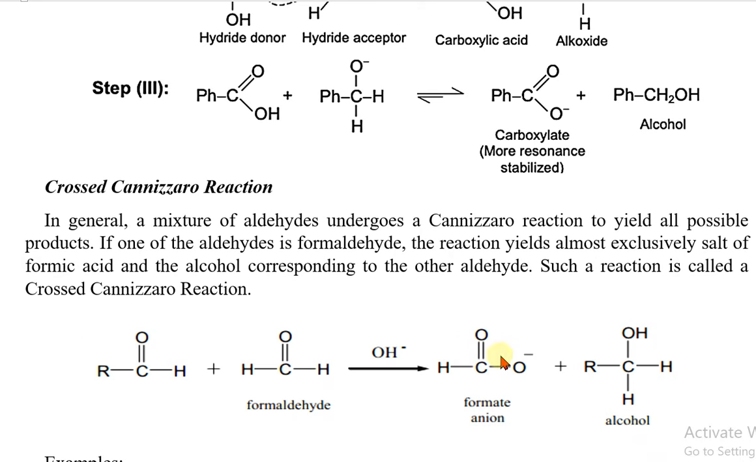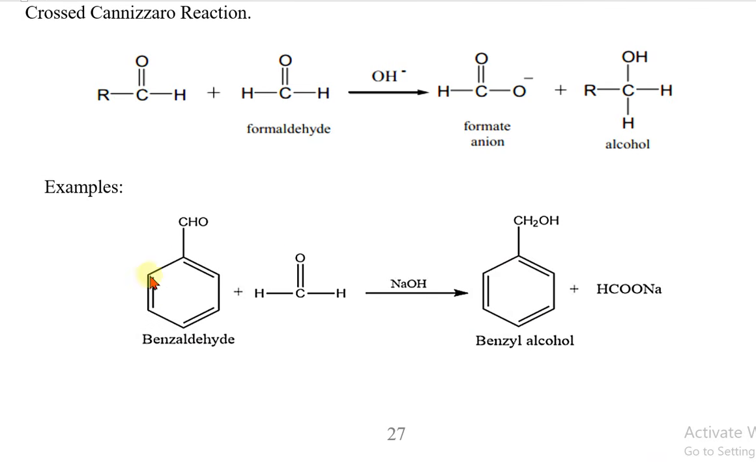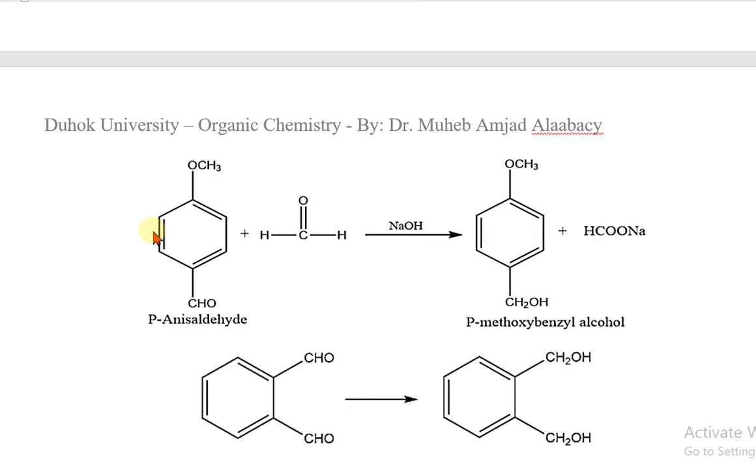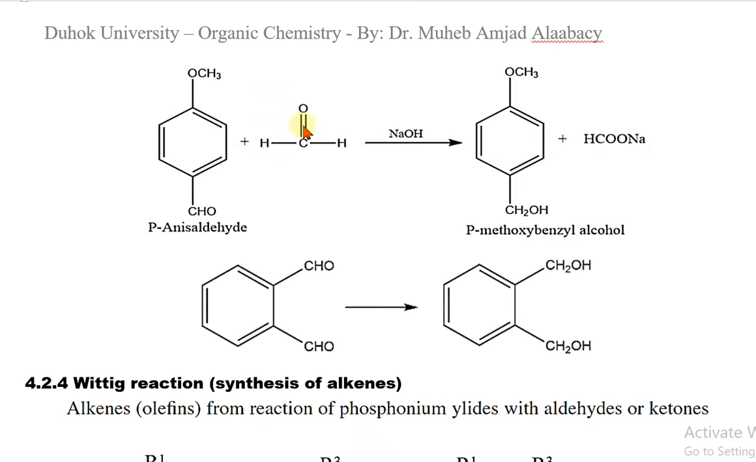This is the formic acid, and the second molecule will be alcohol. Look at this molecule, benzaldehyde, and the formaldehyde. Here, this will be converted to the carboxylic acid, and this will be converted to the alcohol. This is an important note, you have to be careful about it. This will be carboxylic acid, and this will be alcohol. So here we have two aldehydes. One of them will be carboxylic acid, and one of them will be alcohol.